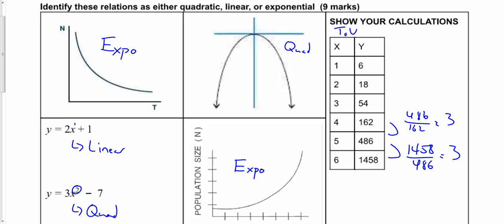And so because there's a common ratio, the same ratio, that means that it's exponential. So it's an exponential relationship because the ratio between consecutive y values is the same.